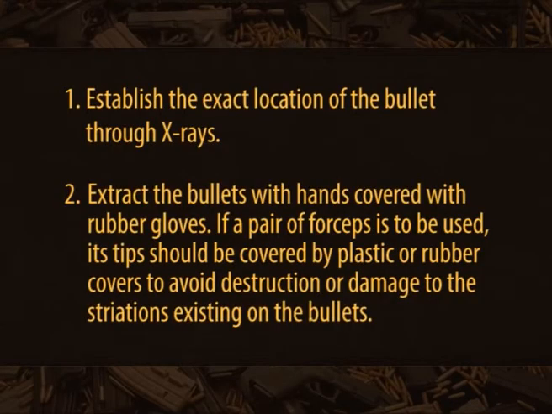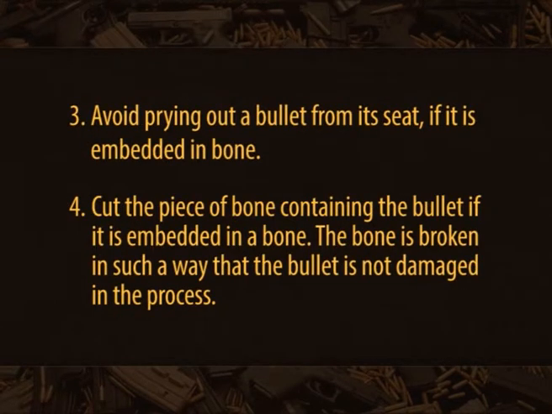They should establish the exact location of the bullet through X-rays. Extract the bullets with hands covered with rubber gloves. If a pair of forceps is to be used, its tip should be covered by plastic or rubber covers to avoid destruction or damage to the striations existing on the bullet. Avoid prying out a bullet from its seat if it is embedded in a bone. Cut the piece of bone containing the bullet. The bone is broken in such a way that the bullet is not damaged in the whole process of the recovery.